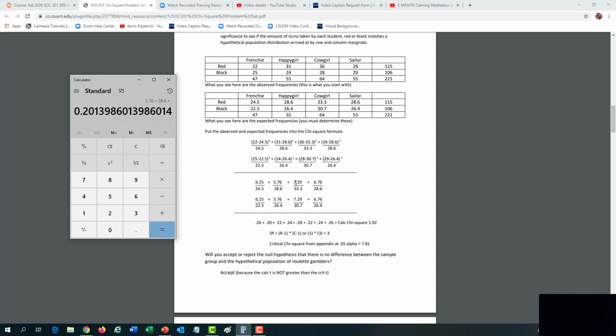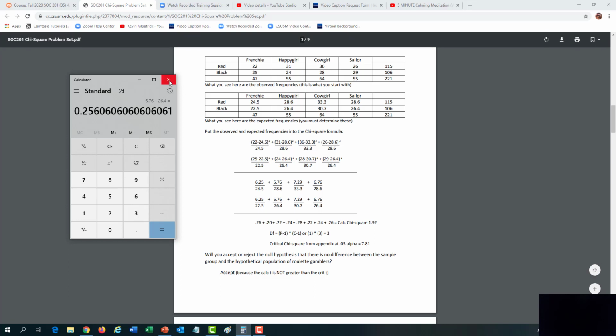Okay, I'm doing every division for each fraction and putting a plus sign in between them. So let's try the last one. 6.76 divided by 26.4. And that gives me 0.256. So I'm going to round that up. Here's the last fraction, and here's the last number, 0.26. I have 8 fractions. I have 8 numbers to add up. And when I add all those up, I'm going to get a calculated chi-square of 1.92.